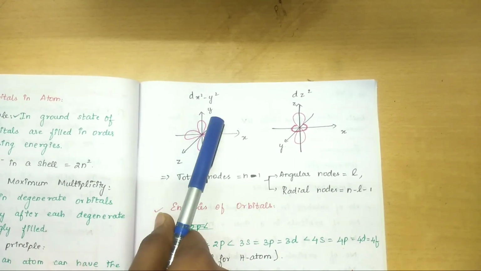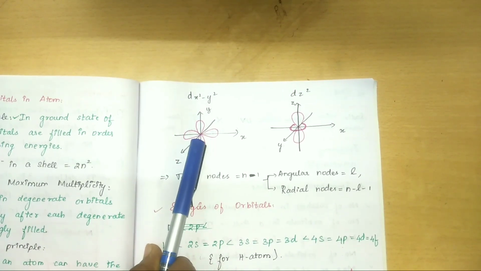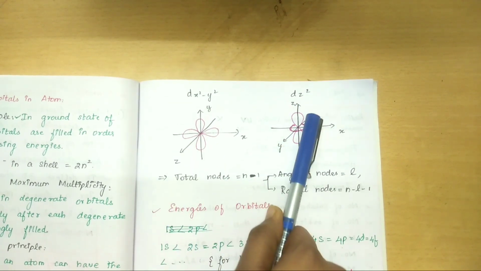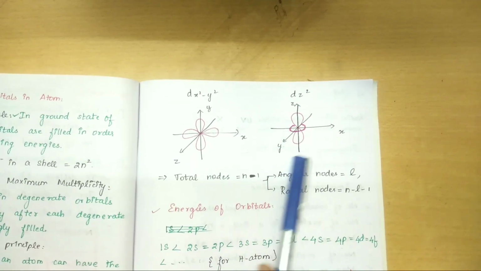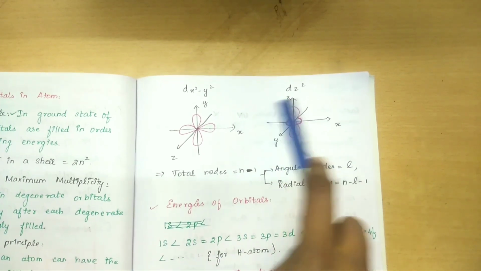Here, if it is x and y, x square minus y square means one dumbbell is aligned along the x direction and another one is in the y direction. Z square means one is aligned only in the z direction and it has a similar shape.